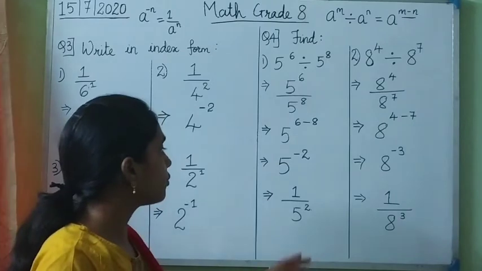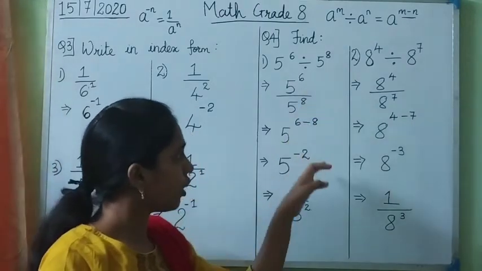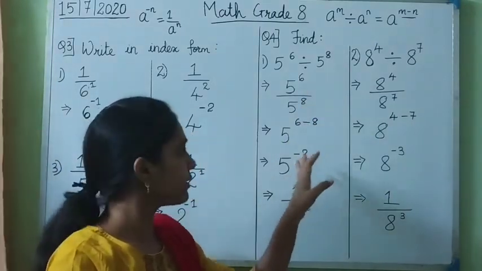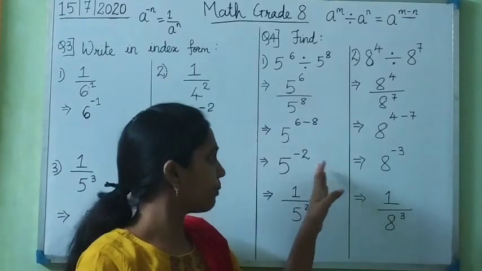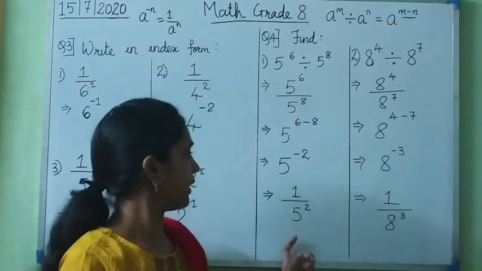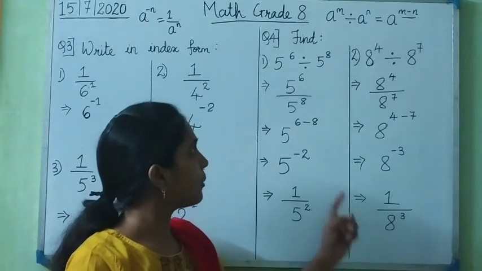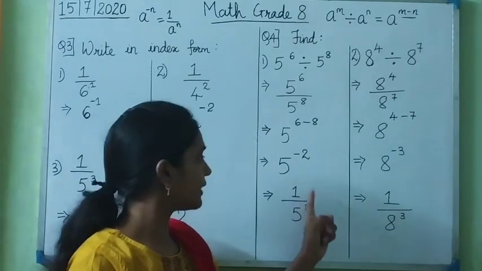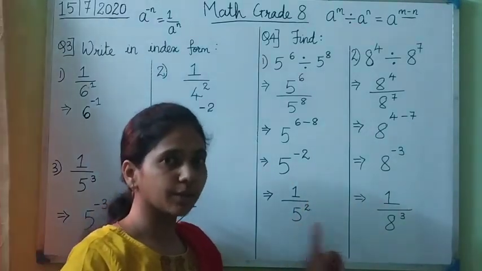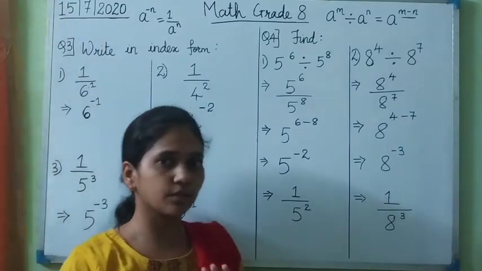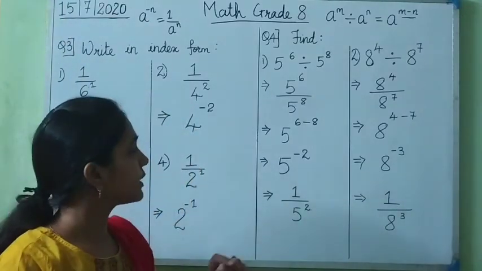So everyone has understood how to first solve, and then how to write a number raised to a negative power in its fraction form. This is the way we write it. If a number is raised to a negative power, we write it as 1 upon the same number raised to the same power, only with a positive sign. Okay, so these were a few examples.